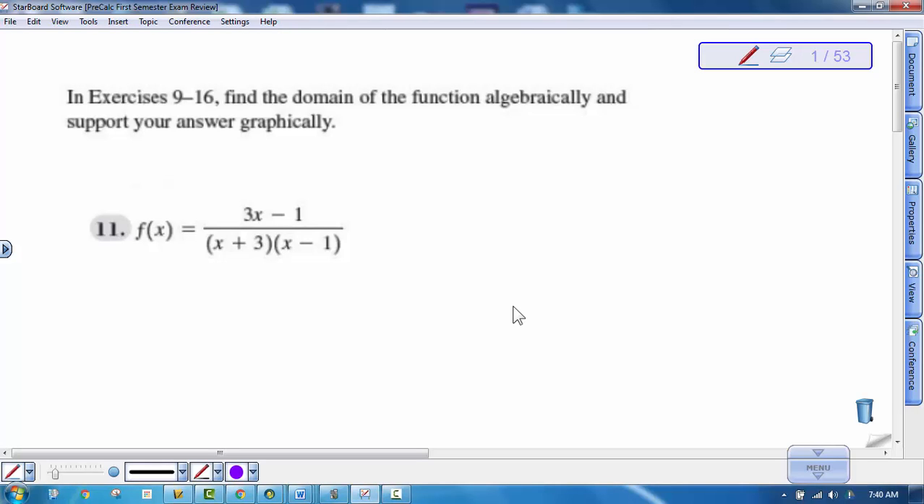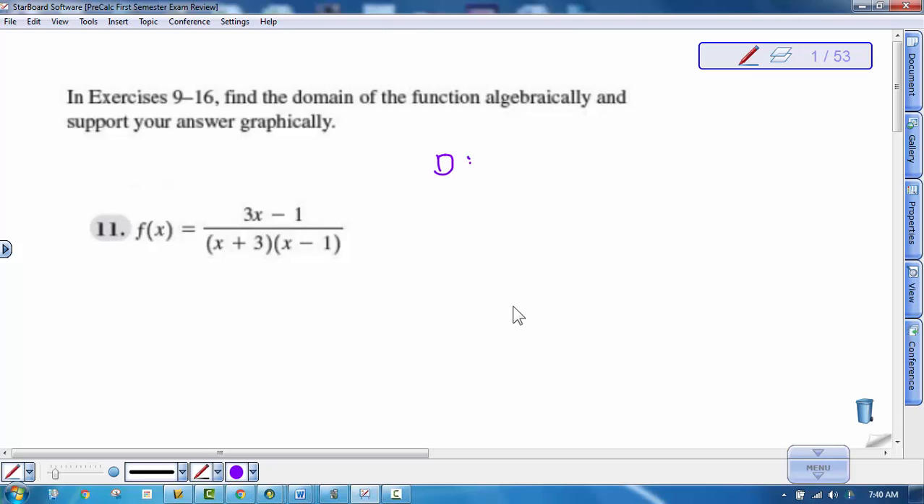Okay, this is the pre-calc first semester exam review. First problem gives us a rational function, wants us to find the domain algebraically, and then support your answer with a graph. So the domain of a function is always all real numbers except for places where we get zeros in the bottom of fractions or negatives underneath even roots. Those are things we really got to look out for.